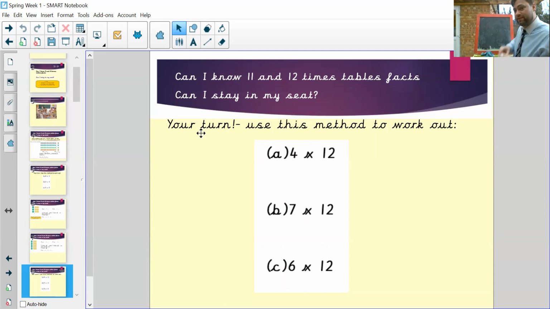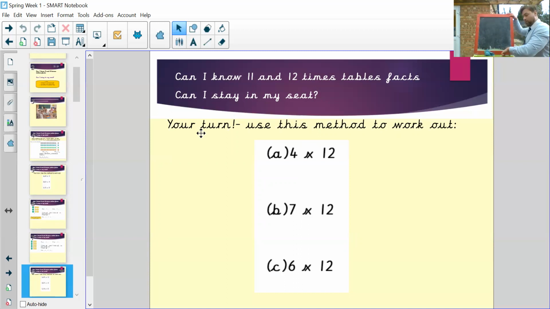Let's partition 12 into 10 and 2. So we do 4 times 12, and we partition our 12 into 10, and we partition it into 2. Okay. So 4 times 10 is equal to 40. 4 times 2 is equal to 8. 40 plus 8 is equal to 48. So therefore, 4 times 12 is equal to 48. Well done if you got that one correct.